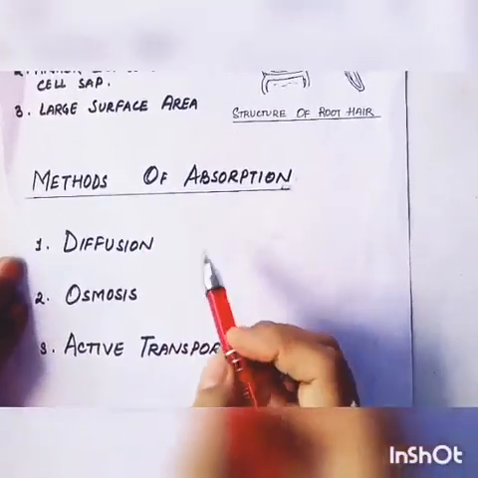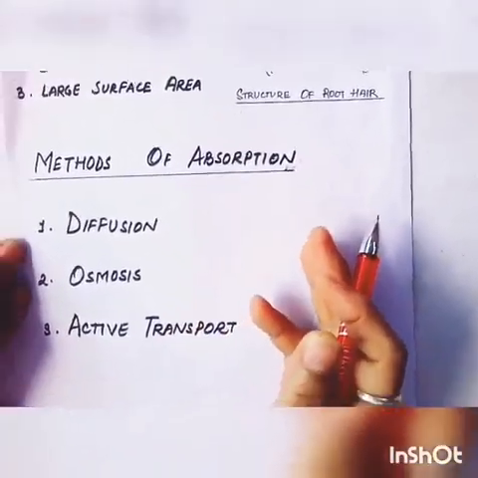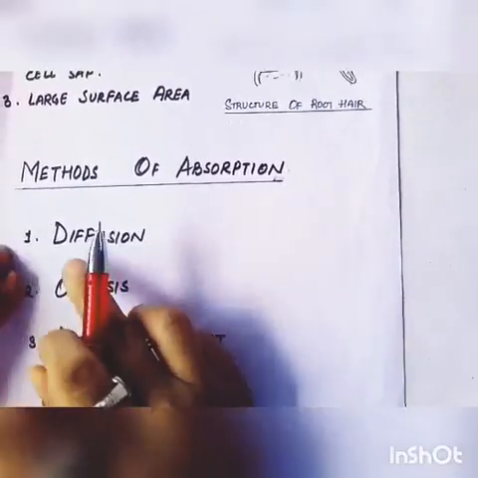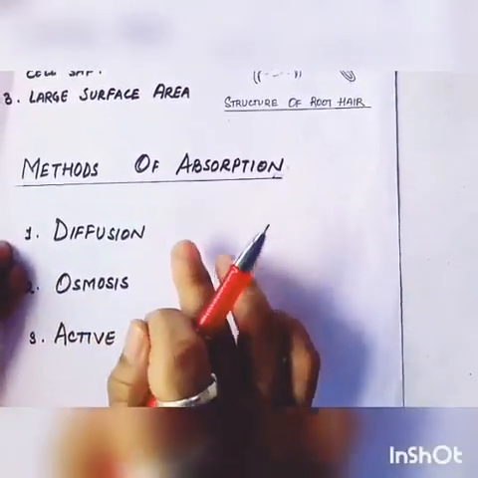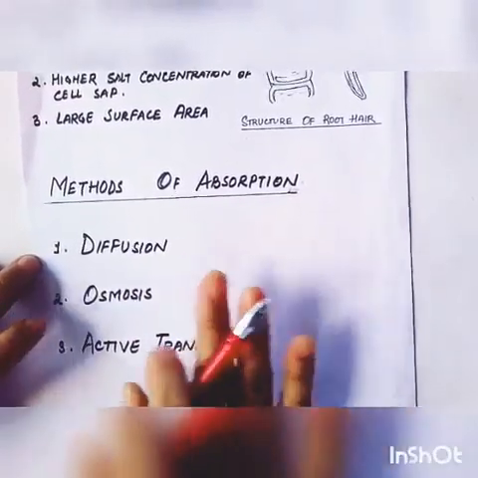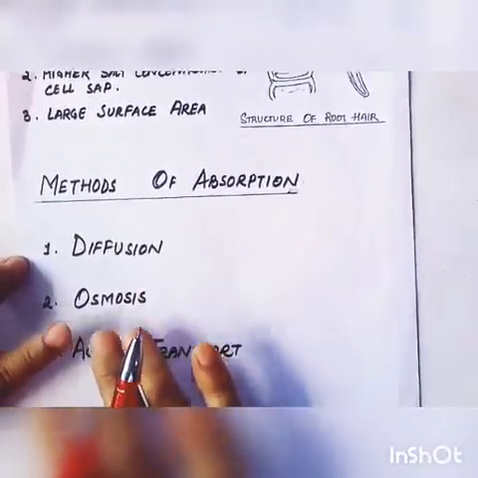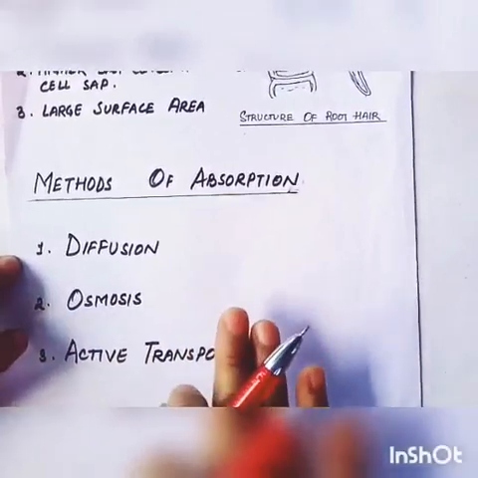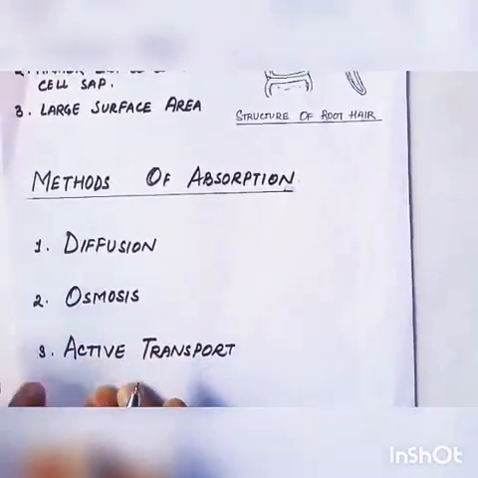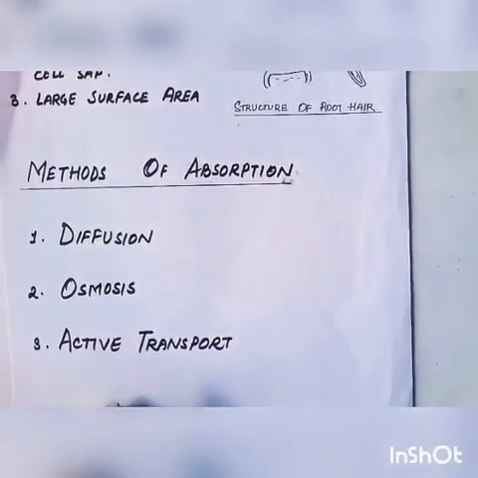Now for the methods of absorption, in the last video we discussed 3 methods: diffusion, osmosis and active transport. What is diffusion? I think all of you remember that the movement of molecules from higher concentration to lower concentration is known as diffusion. Osmosis is the movement of water molecules from higher concentration to lower concentration. Active transport is the movement of minerals from higher concentration.